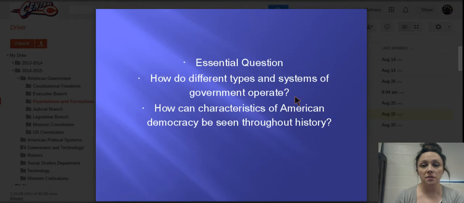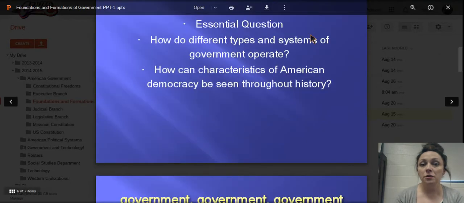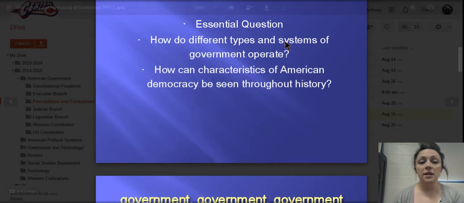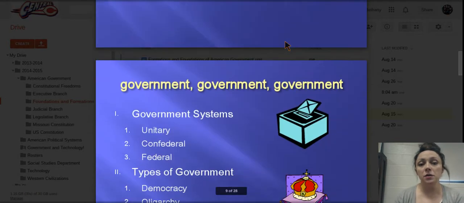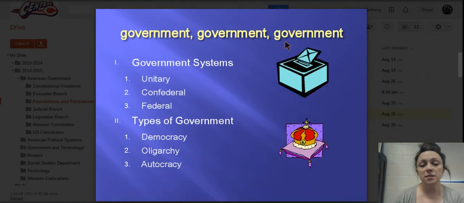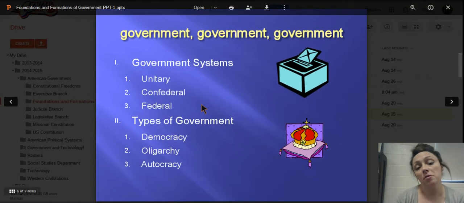Of Government. Our essential questions today are how do different types and systems of government operate, and how can characteristics of American democracy be seen throughout history? So to get started, there are three main systems of government, and then there are three types of government.